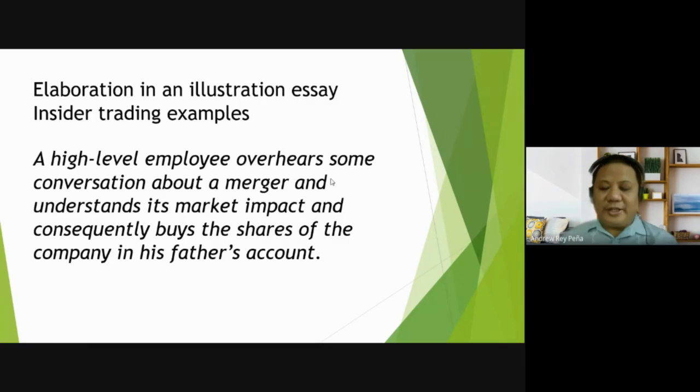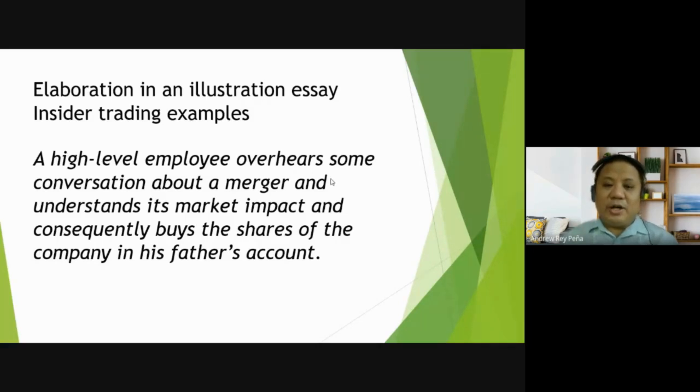Here's a third example. A high-level employee overhears some conversation about a merger and understands its market impact and consequently buys the shares of the company in his father's account. Take note, somebody just overhears the information, and based on that, you buy stocks. That's already considered insider trading.